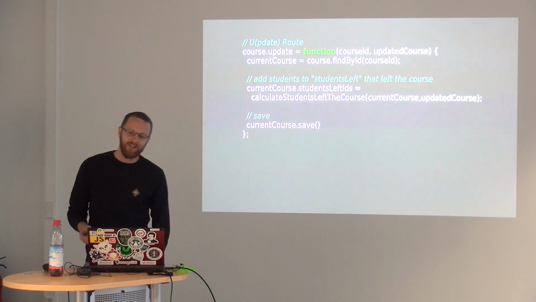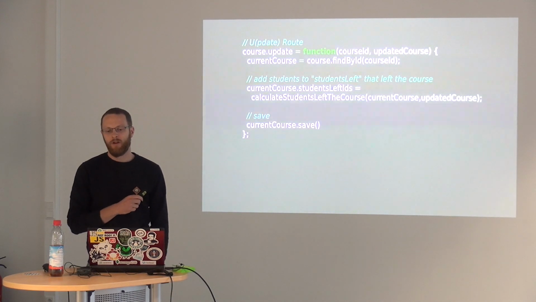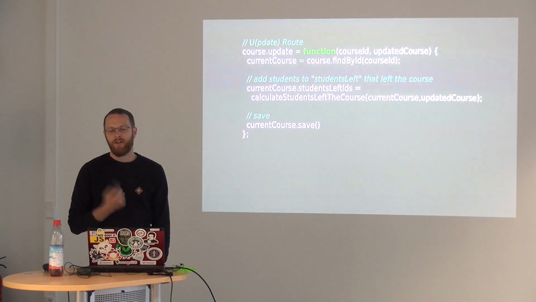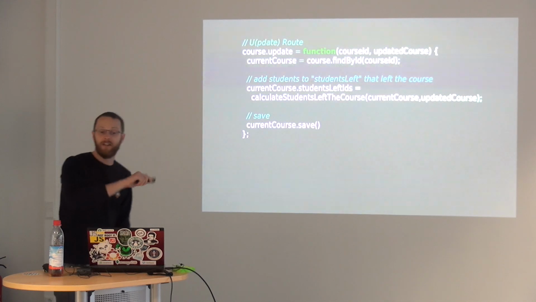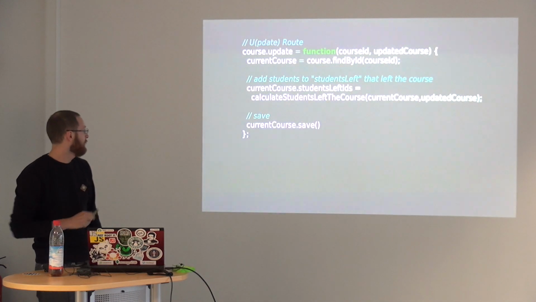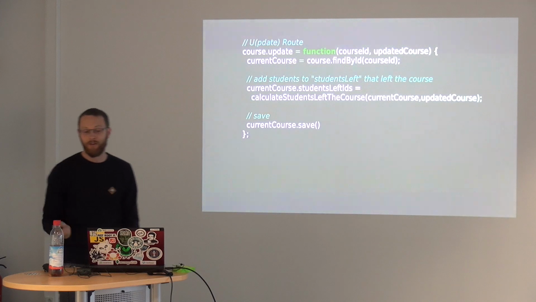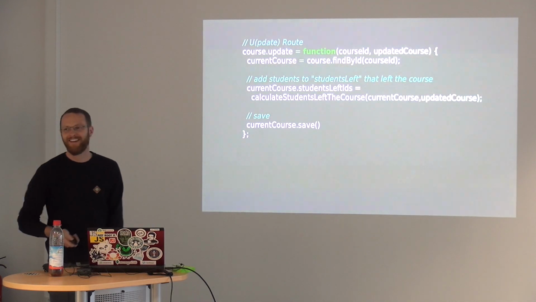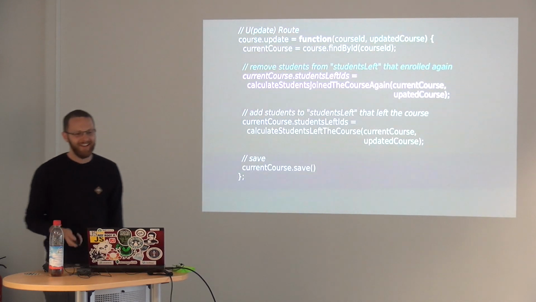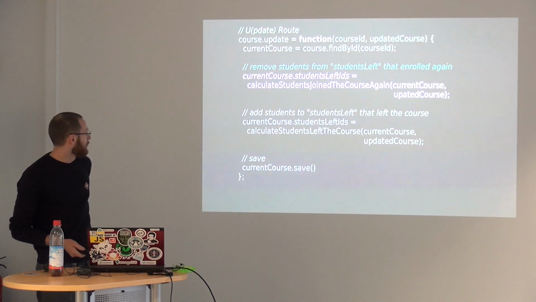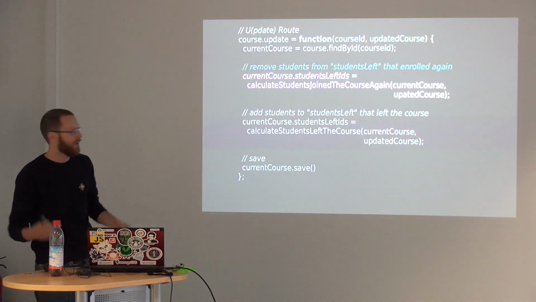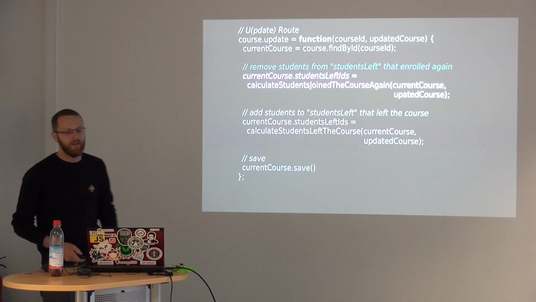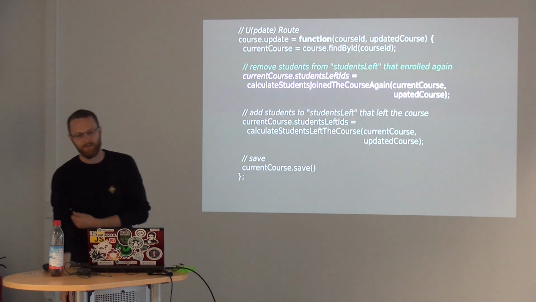And actually there's another concept missing here. Who sees it? If a student that already has left the course joins again, he's still in the students left IDs property. So let's fix this. We update the controller route again, and there we go with something that will remove the student from the students left if he has enrolled again, so joined again. And eventually we end up, hopefully, with the right state.